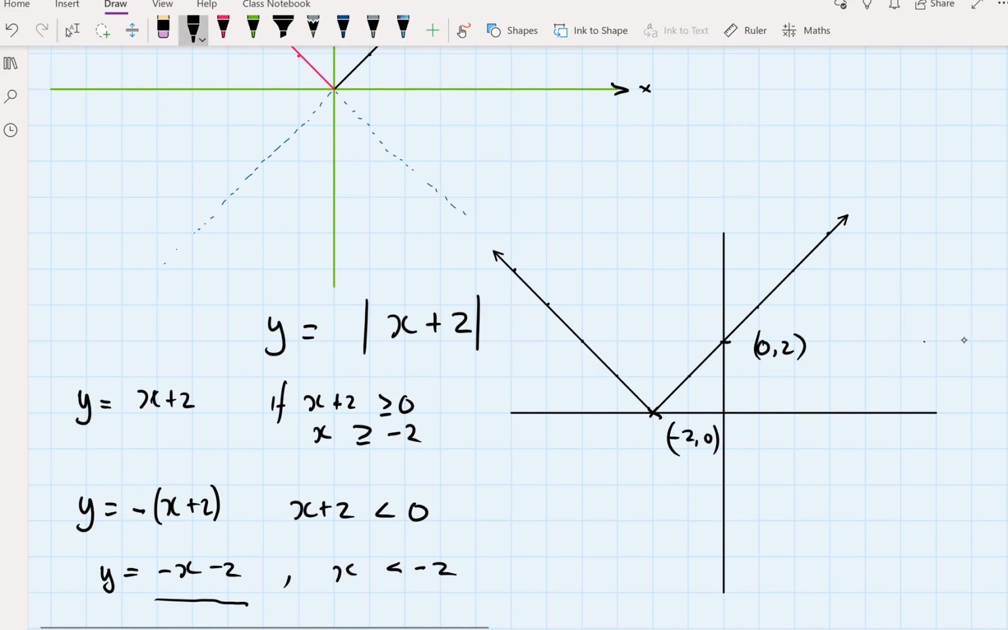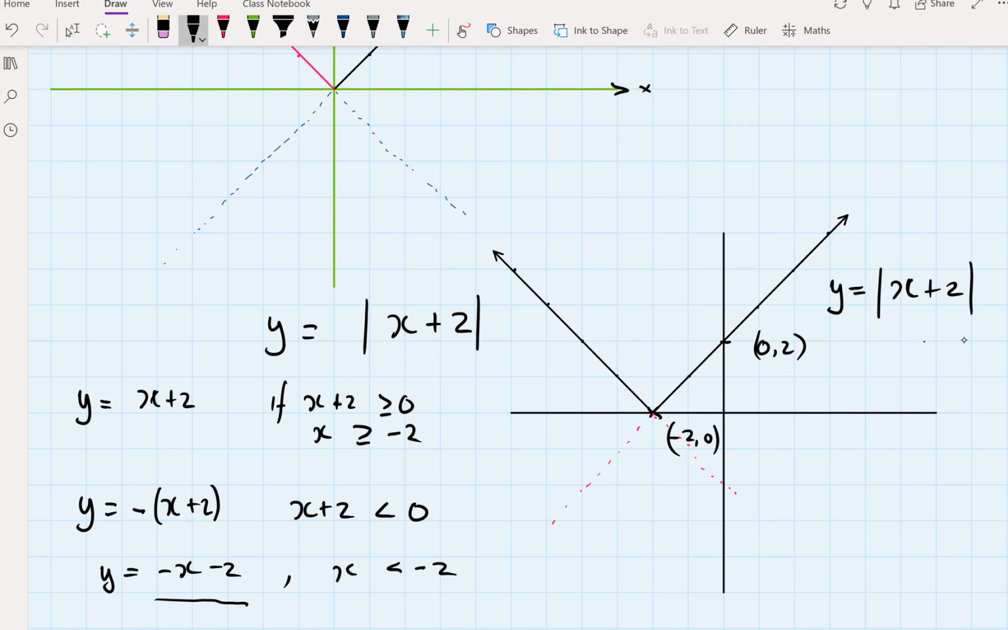Obviously the graph would have continued on down over here, but our domain precluded it. This line would have continued down over there, but our domain precluded it. The domain was set over here. So we've either got the function y is equal to x plus 2, and that's when x is greater than or equal to minus 2, or we've got the graph y is equal to minus x minus 2 when x is less than minus 2. So this is the graph of y is equal to the mod of x plus 2.